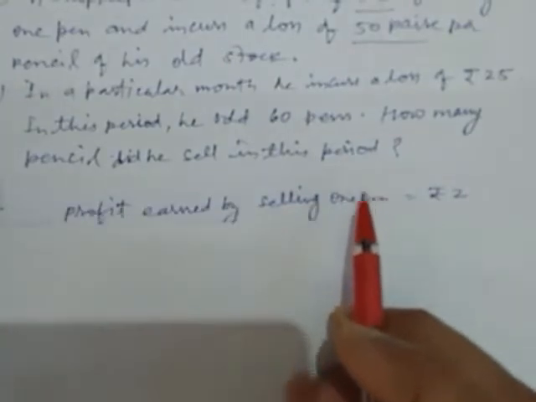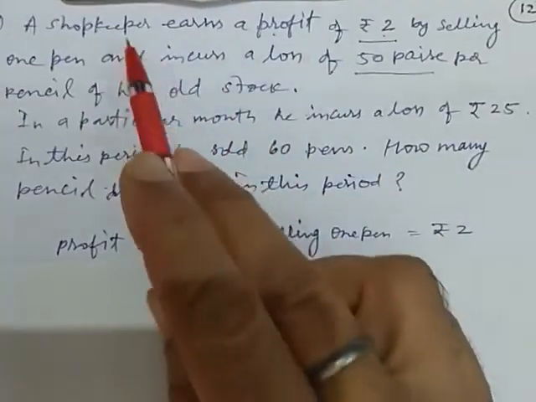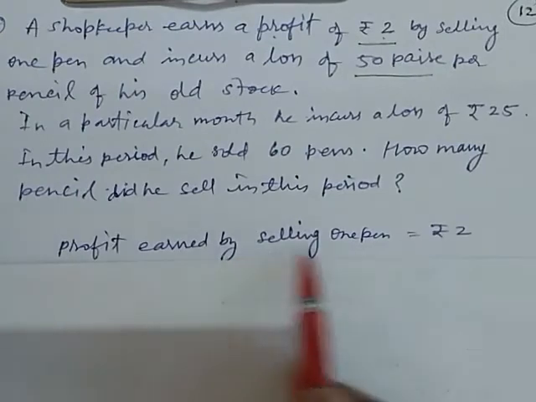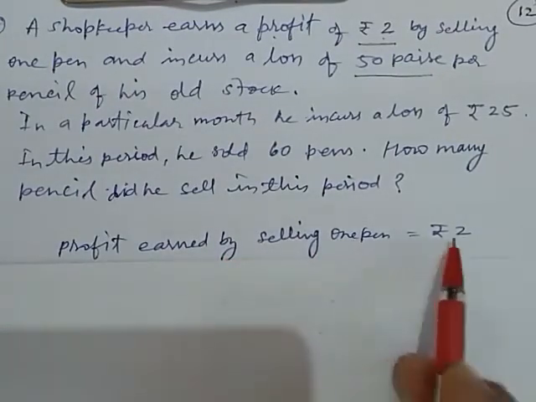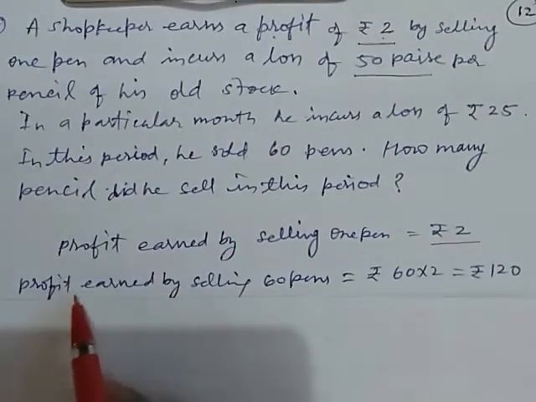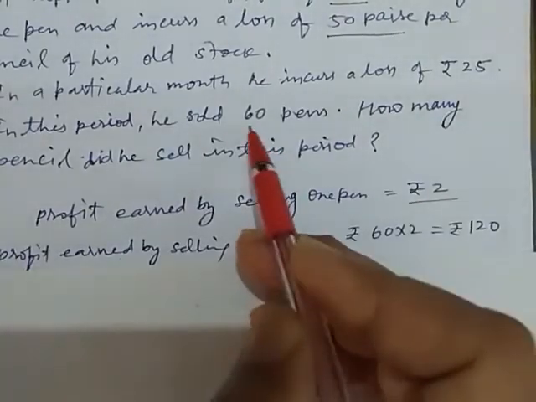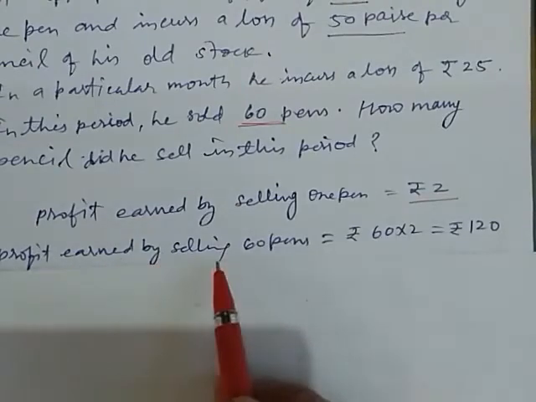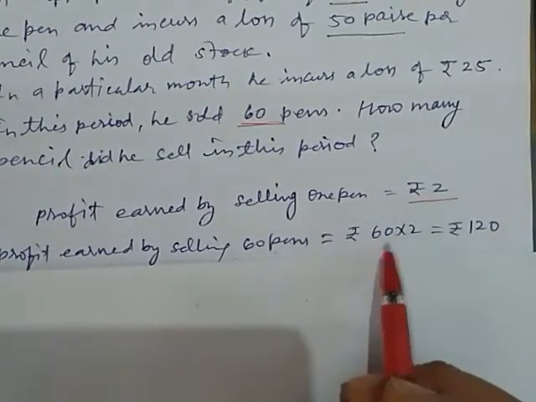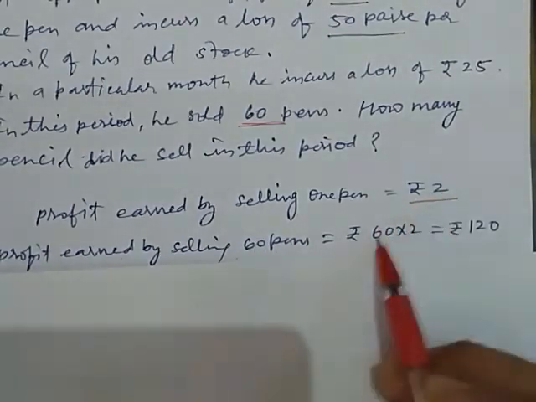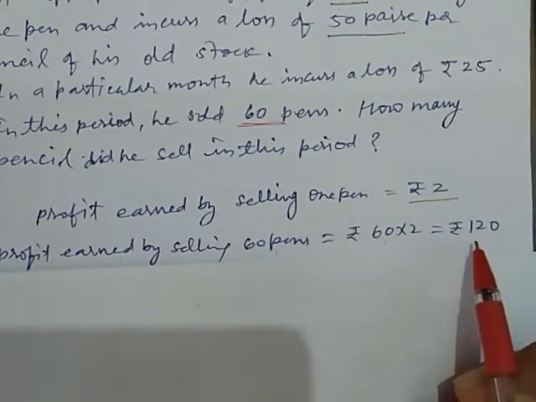First information is the profit earned by selling one pen. The shopkeeper earns a profit of ₹2 by selling one pen. So we write here: profit earned by selling one pen is ₹2. Profit earned by selling 60 pens: the shopkeeper sold 60 pens. We multiply this by this, because this is the profit of one pen and we require 60 pens. So we multiply 60 into 2, we get ₹120.